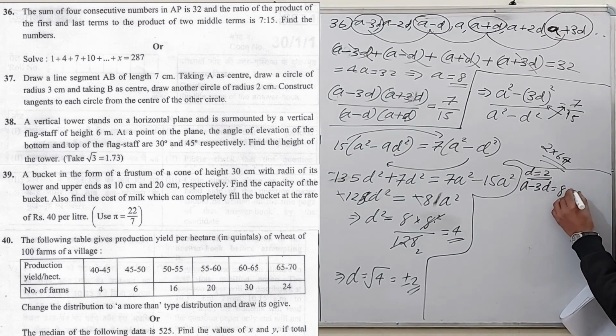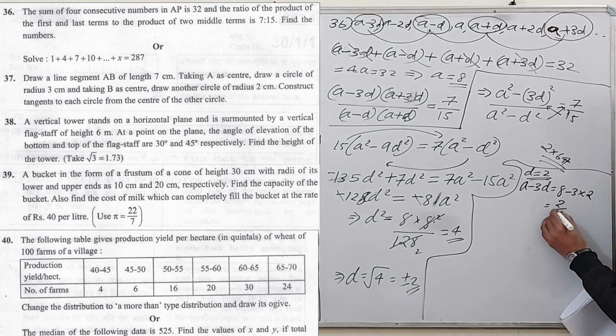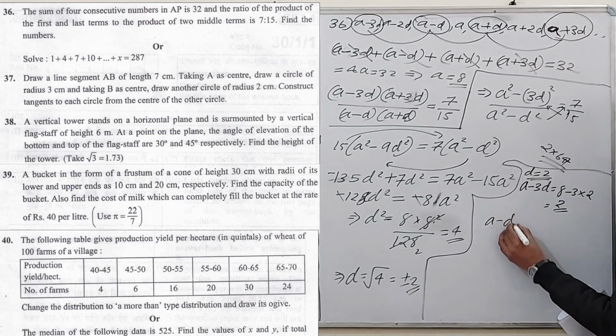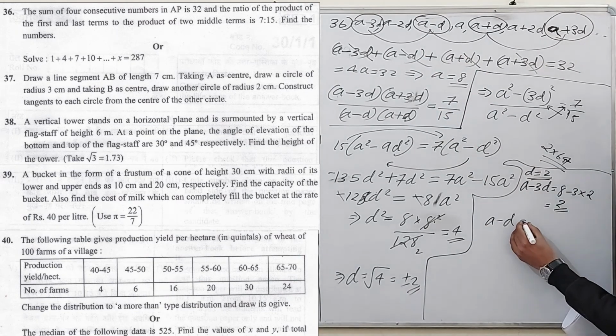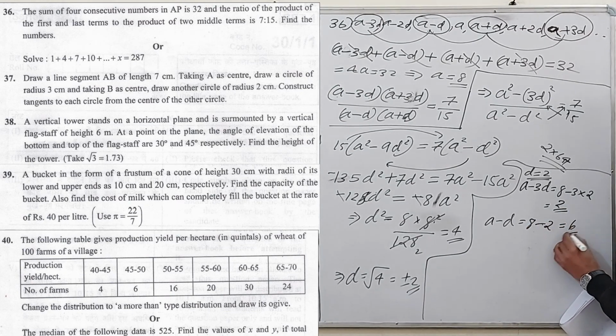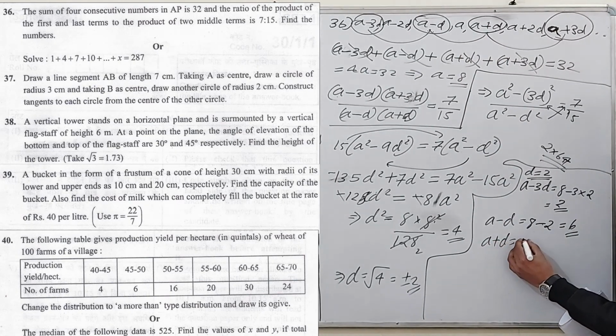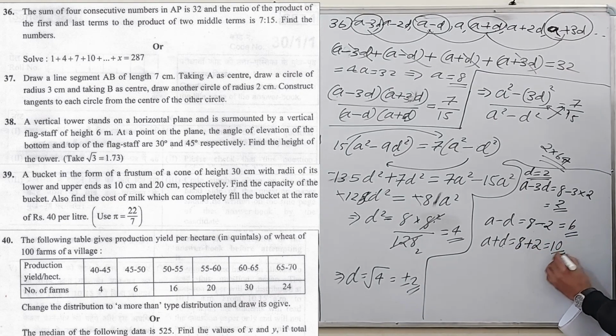a is 8, 8 minus 3d, with d equal to 2, is 8 minus 6. What will we get? 8 minus 6 is 2, okay. Next, a minus d, that is the second term: a is 8, d is 2, so 8 minus 2 is equal to 6. Now the third term is a plus d. a is 8 plus d is 2, which is equal to 10.